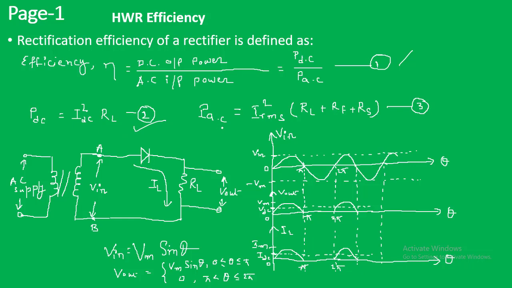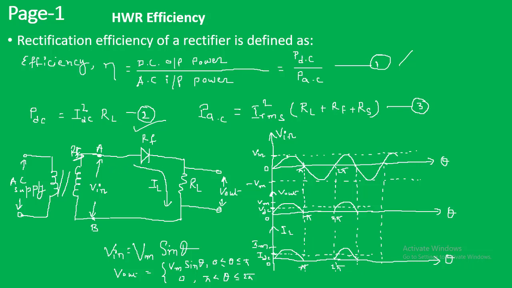Now the input AC power is I squared RMS into RL plus RF plus RS. This point has to be noted because it is the power supplied to the entire circuit, where we have the diode forward resistance RF and the source resistance RS. So all the resistance in the circuit we are considering for the input power.